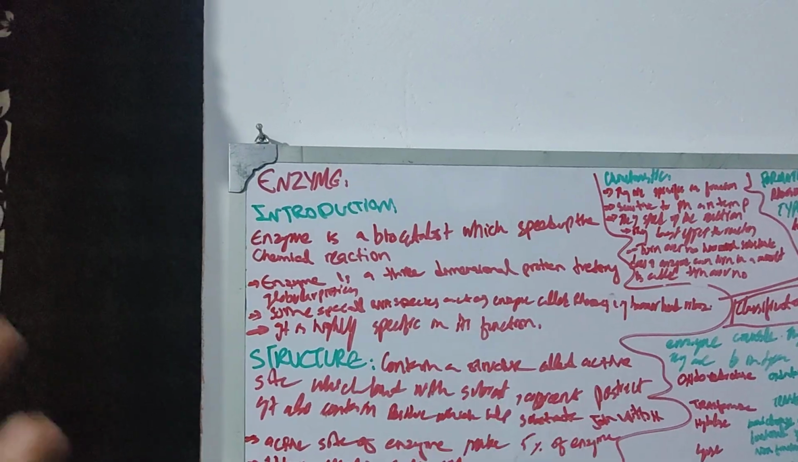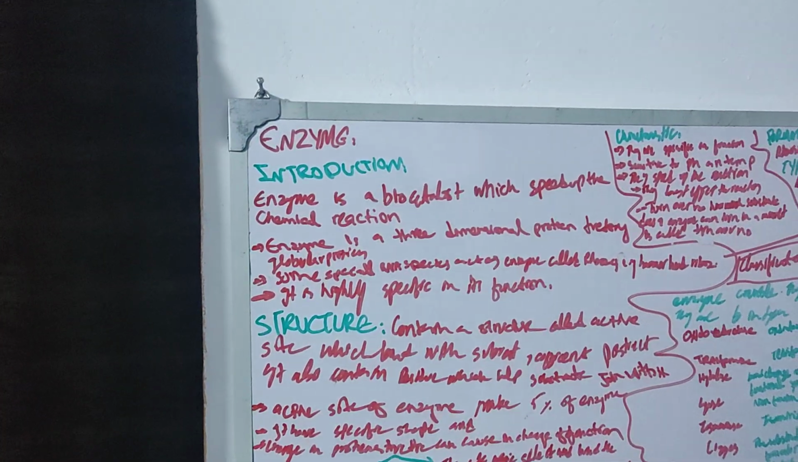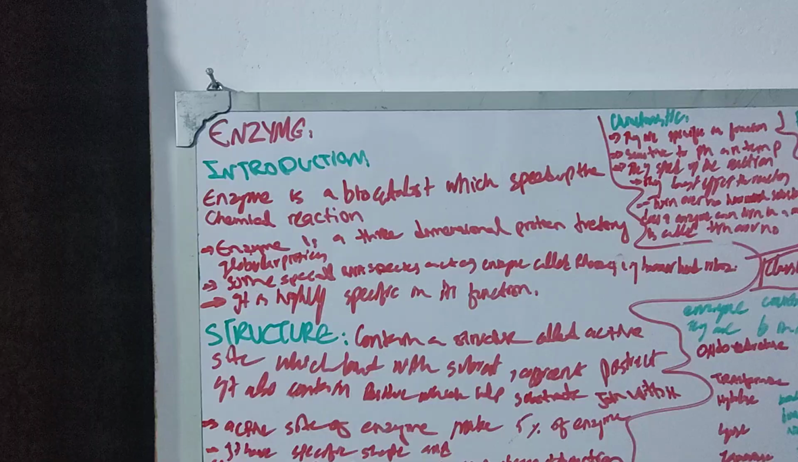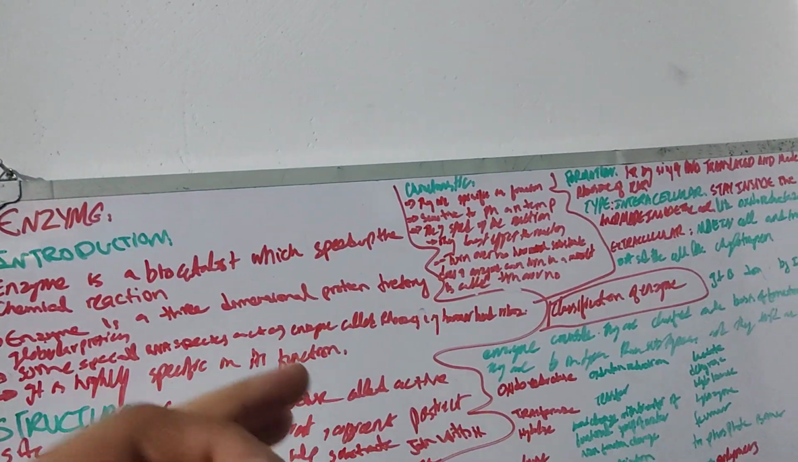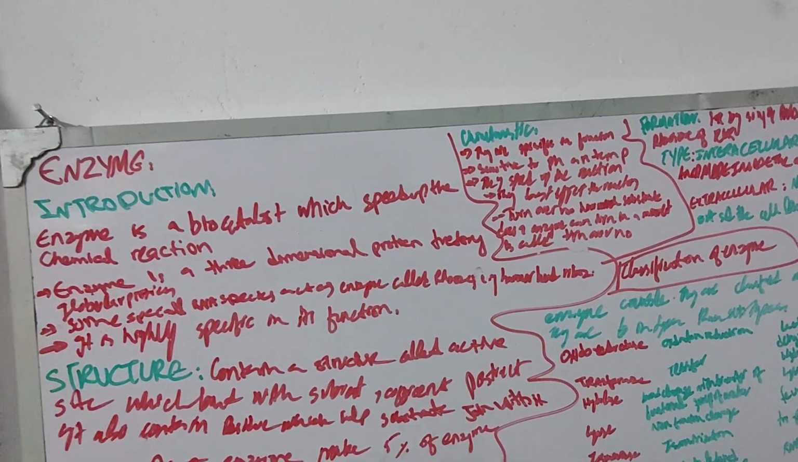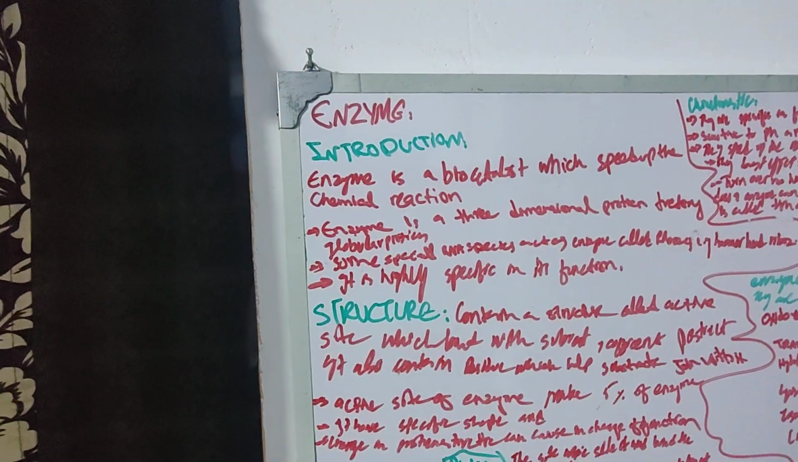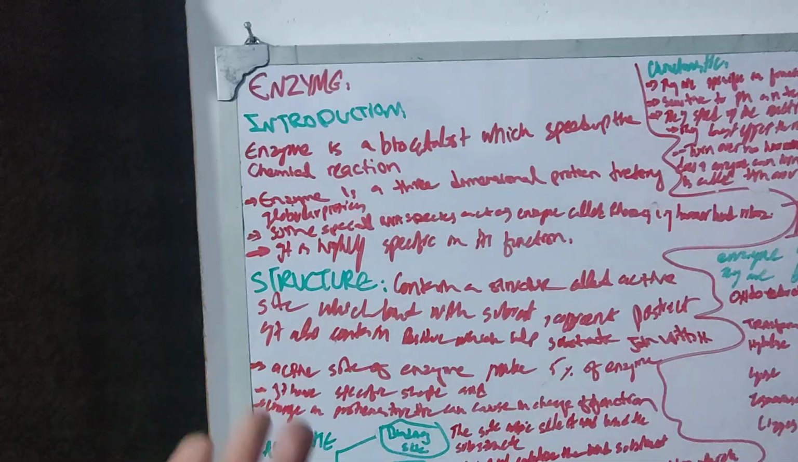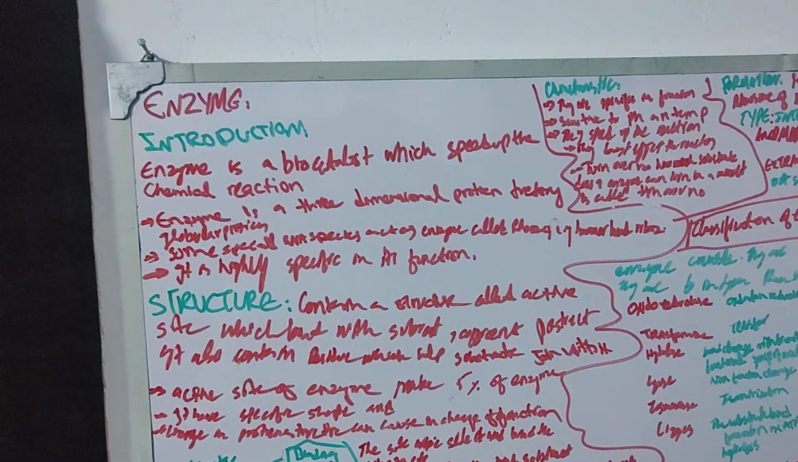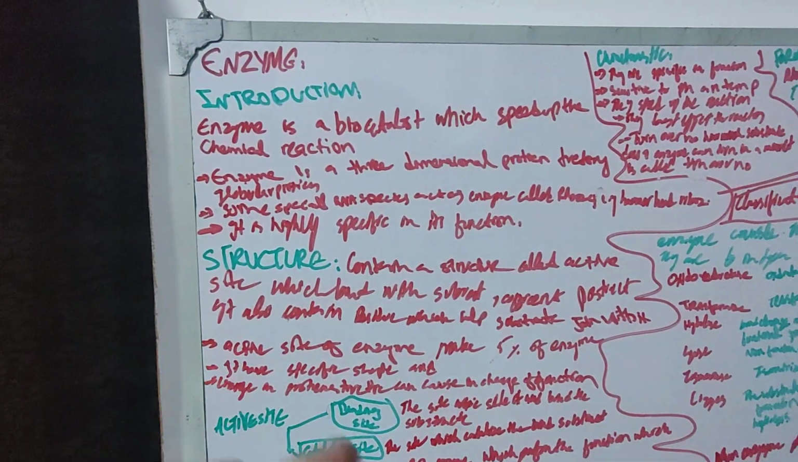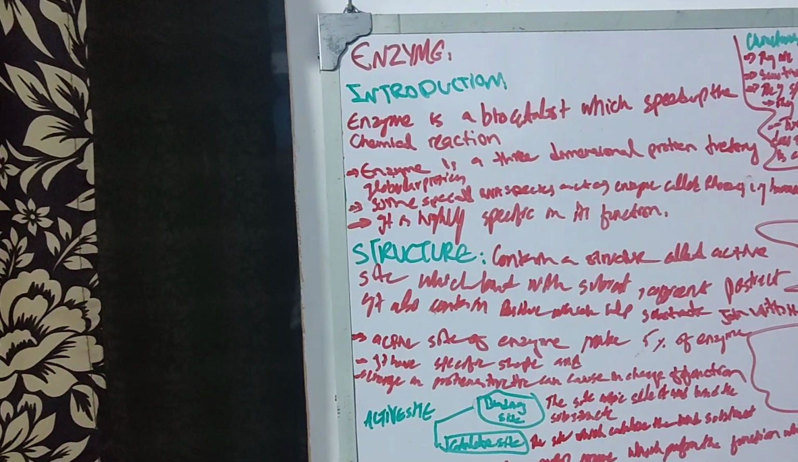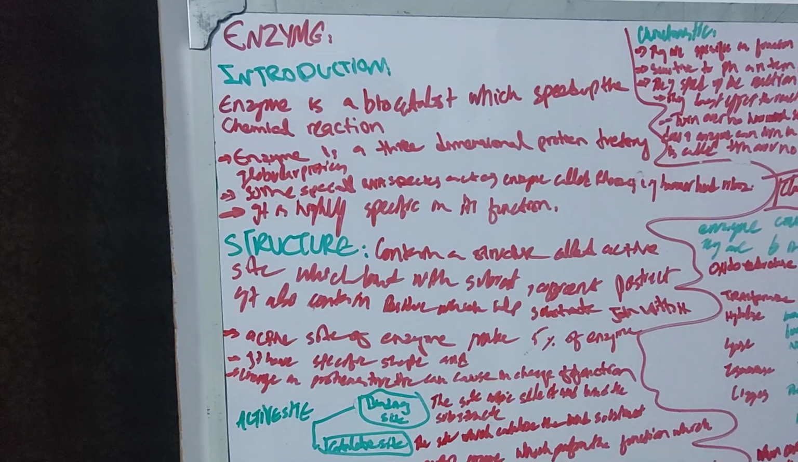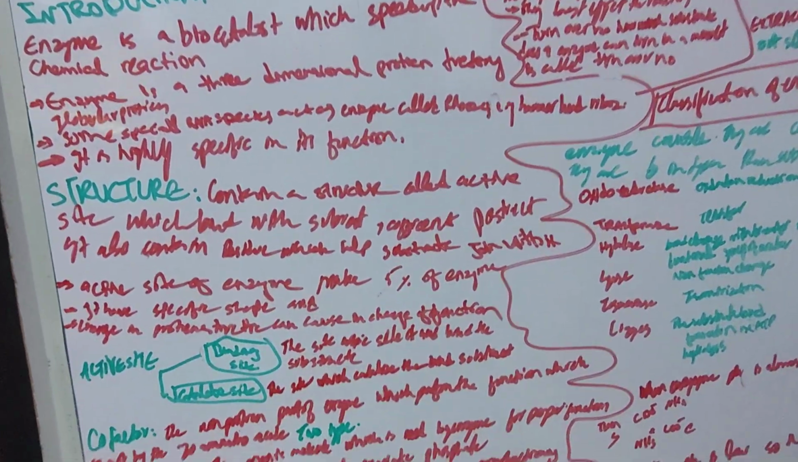tertiary or tetrahedral protein. Some special species of RNA act as enzyme, called ribozyme, also called hammerhead enzyme. It's highly specific in function. Structure contains a structure called the active site, which helps in substrate and coenzyme and prosthetic binding. It also contains a residue which helps in the substrate binding.